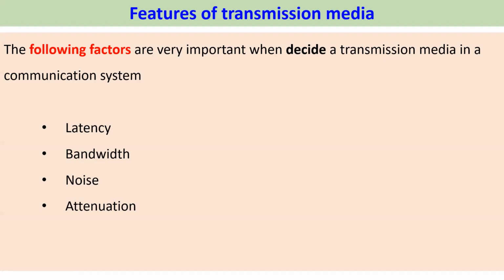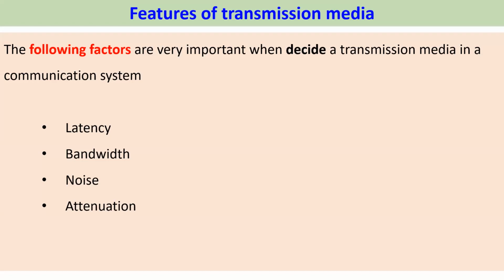Write down the statement here. There are 4 properties we should consider. These 4 properties are latency, bandwidth, noise, and attenuation. These are the 4 properties we can find in any transmission media. We learn these 4 properties because they depend on the quality of the transmission media. Therefore, it is important to learn these 4 properties. Right. Write down this one.